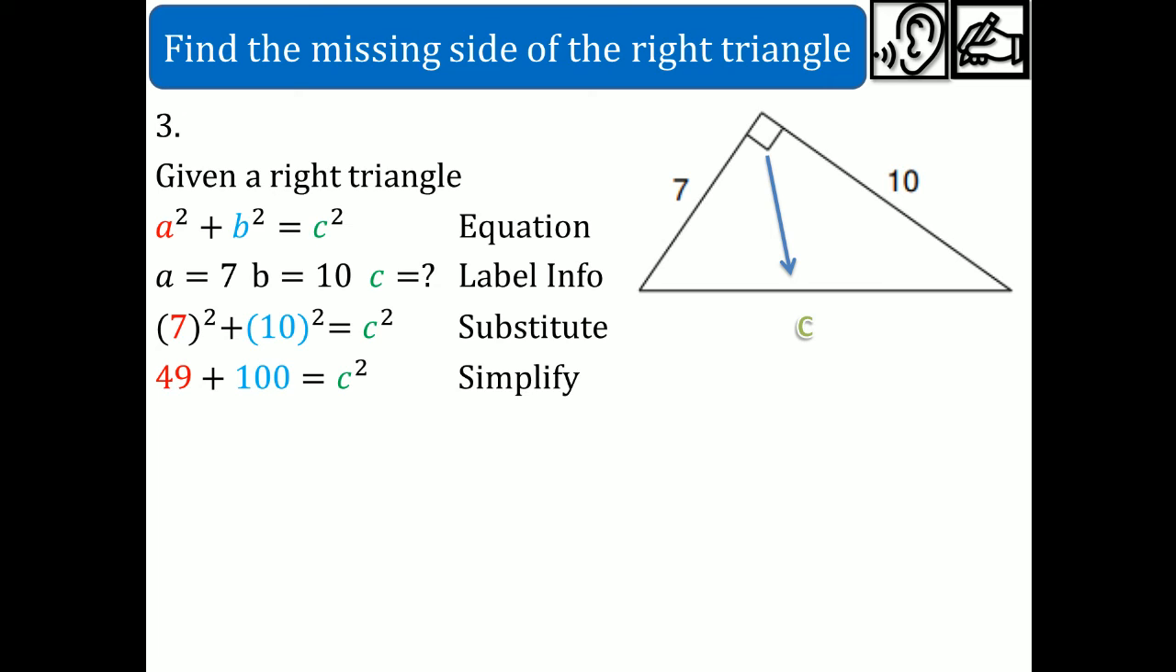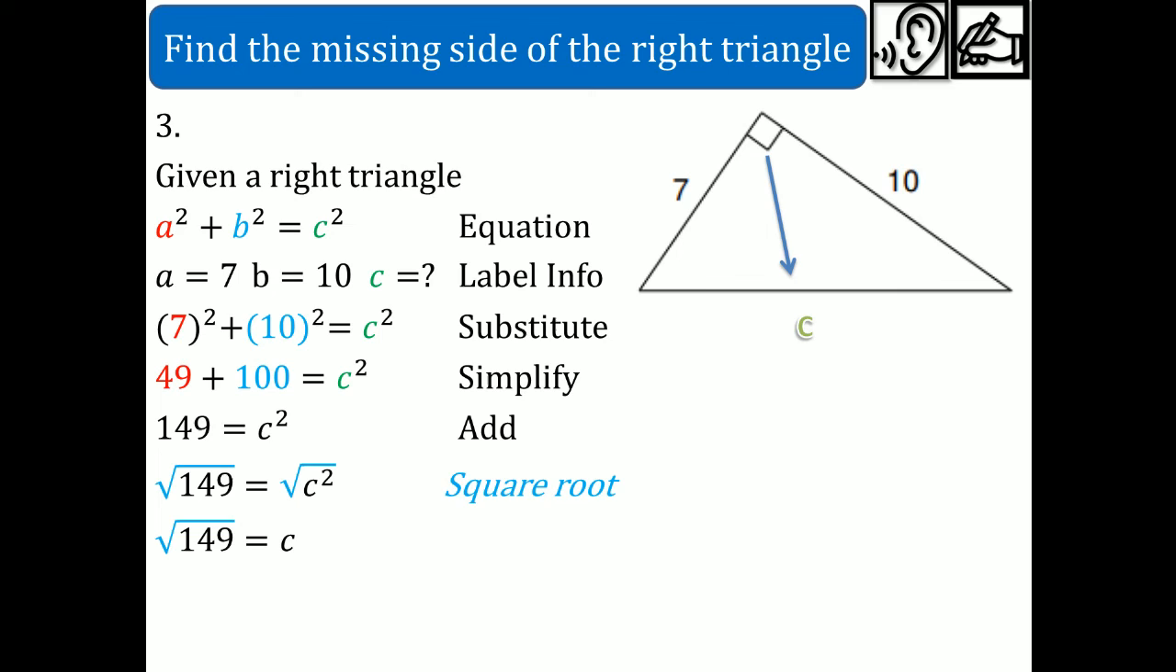That's what happens after you square them. 100 plus 49 is 149. Yes, that equals c squared. What do I do to get rid of the squared? I square root. I get square root of 149 on the left hand side. I get c as the right hand side.